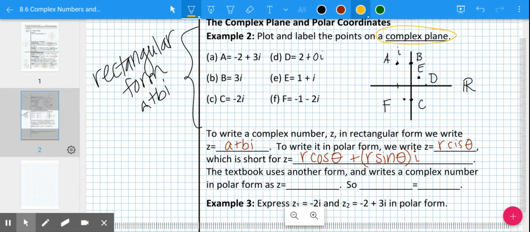R cis theta means the r gets applied to the cosine and the i sine. So the C is for cosine, the IS is for i sine, and then the r gets applied to both of them.